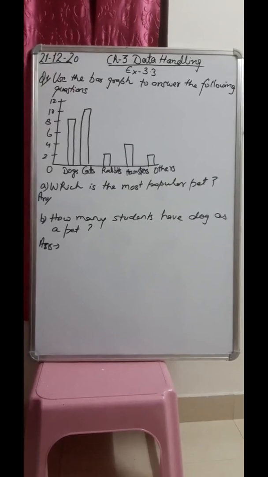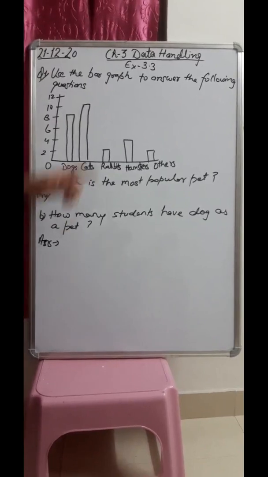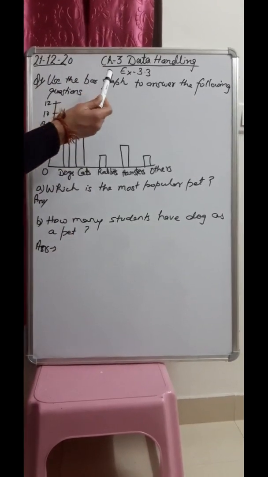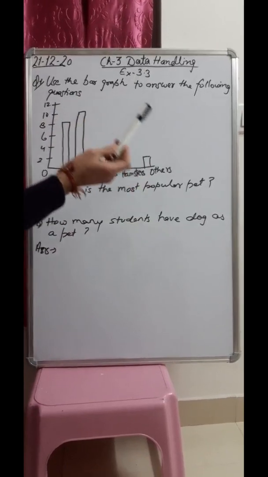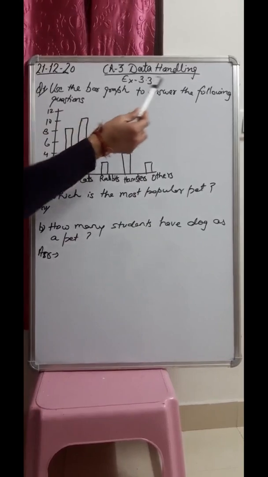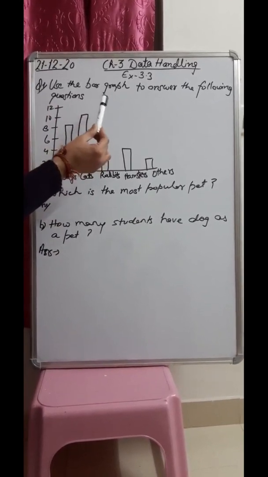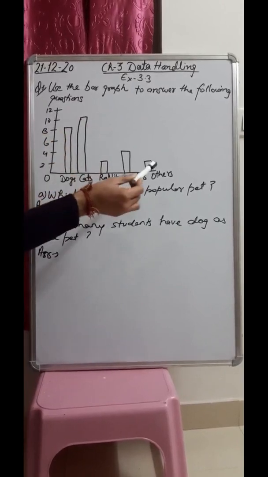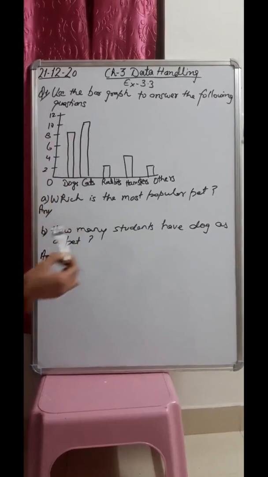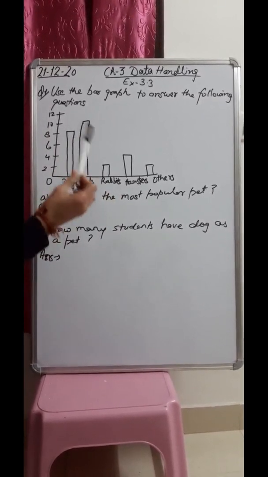Friends, in this video we are going to continue the chapter 3 data handling. Here the exercise is 3.3 and the question is use the bar graph to answer the following questions. So here in these questions we have been given a bar graph and we have to study this bar graph to answer these questions. So in this bar graph we can see that there are two scales.